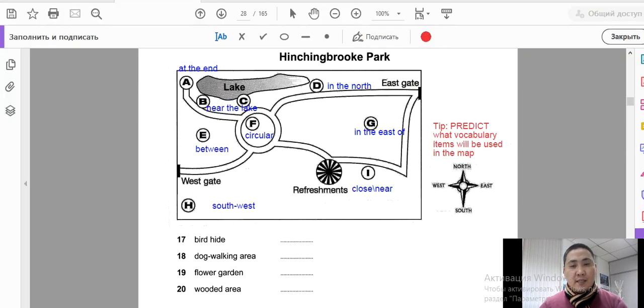In this video class, I will be explaining the tips which can be very useful to answer the questions in the map. So you see the words, you see the questions, and your task is just to put the letters next to these words. So here the tip is: predict what vocabulary items will be used in the map.